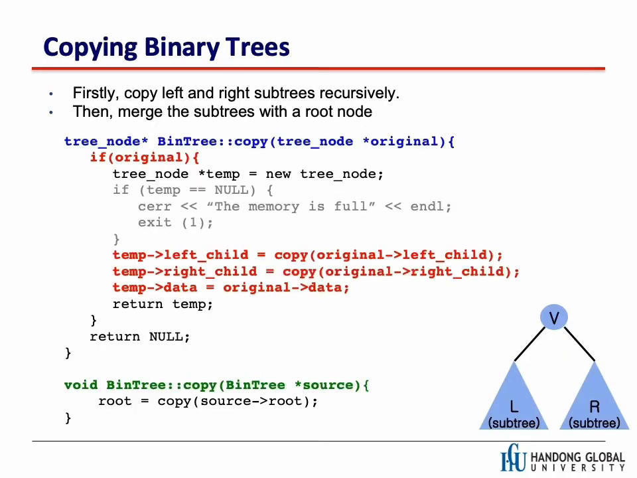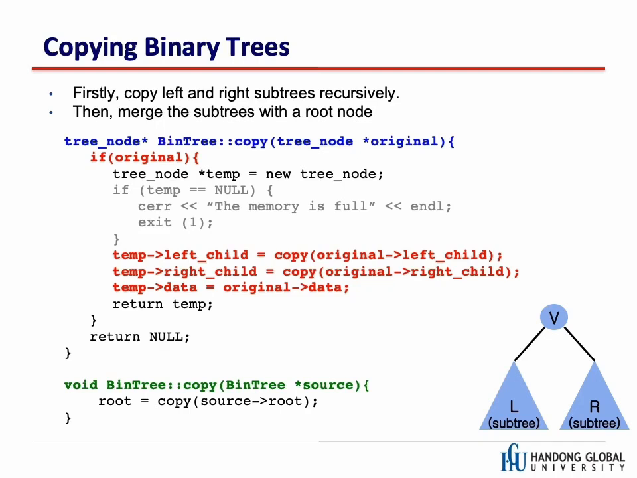Here's copying binary trees. We implement this operation recursively. First, copy the left and right subtrees recursively, and then merge the subtrees with a root node. That's it. So let's take a look at the first function.